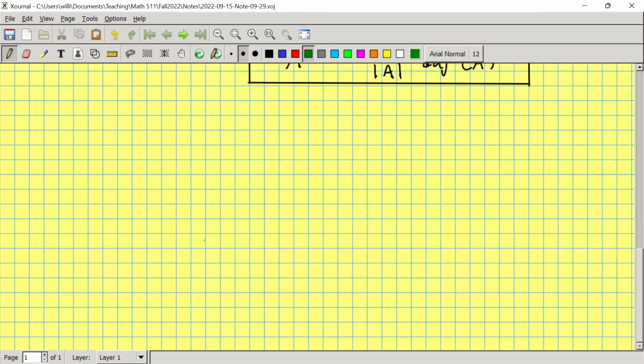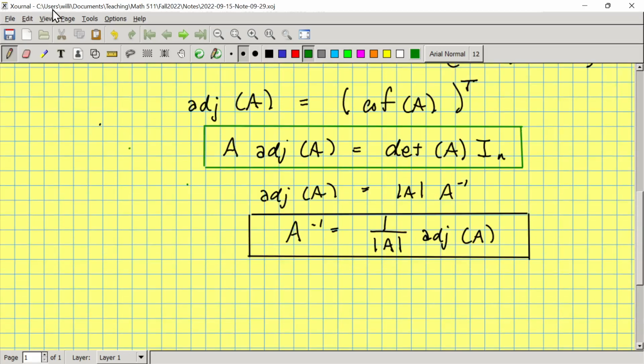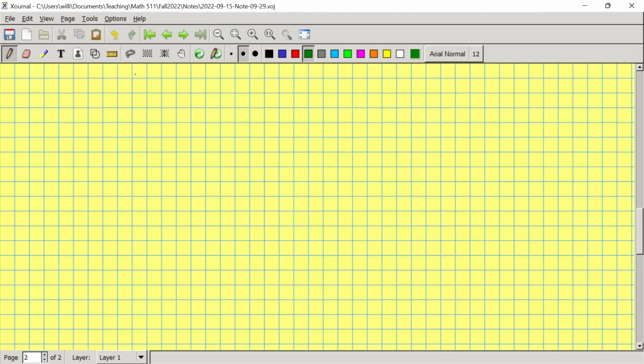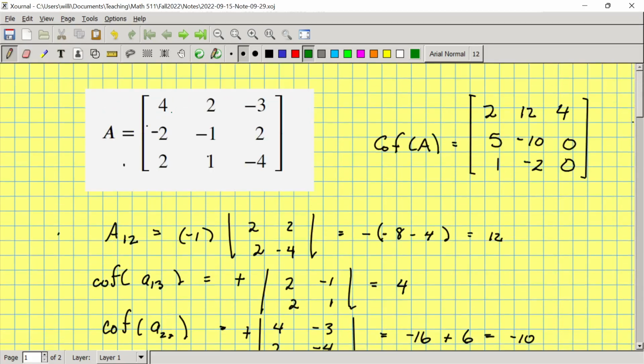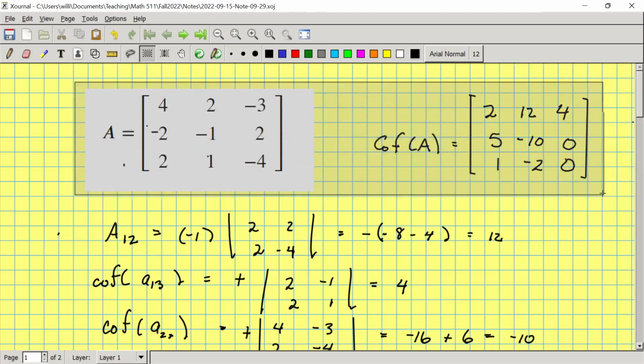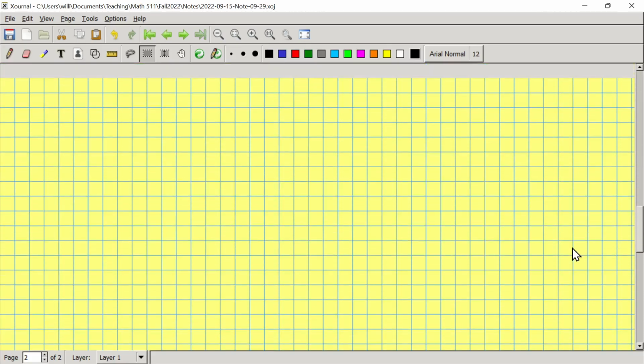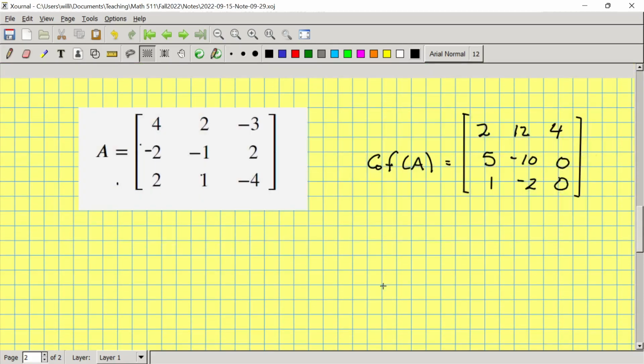And we're at the bottom of the page. Well, we're pretty close to the bottom of the page, so let's go ahead and create a new page. And what we're going to do is grab our matrix and our cofactor matrix and make a copy of them on this new page because we're going to use them. There we go. So, what is the adjugate of matrix A?